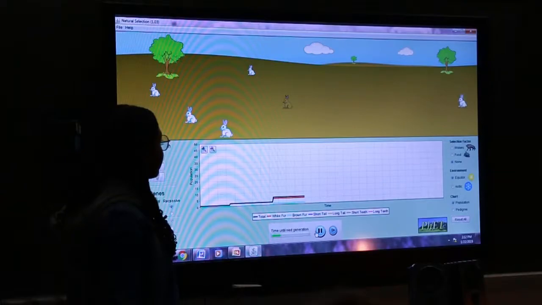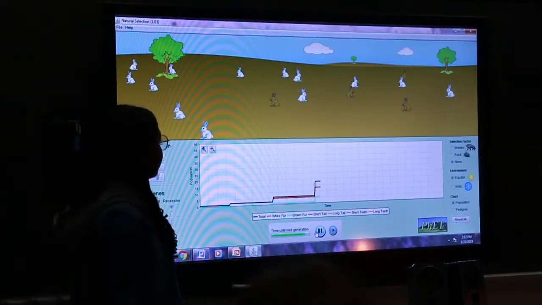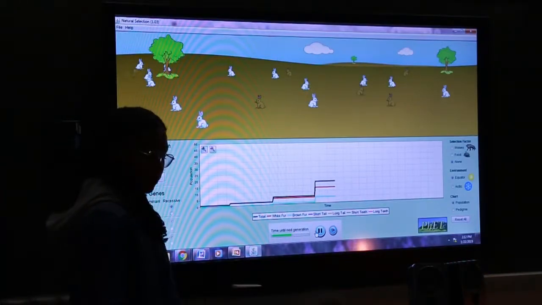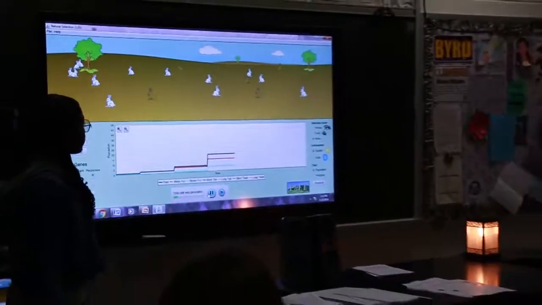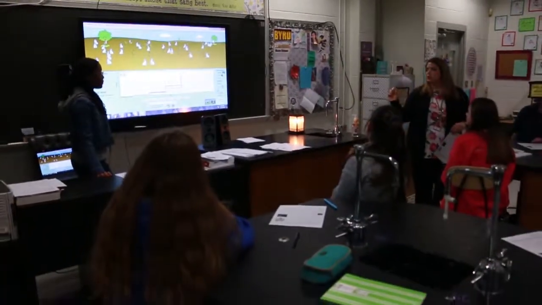Okay, in order for us to pass the mutation onto offspring, that mutation has to occur in the gametes, right? And so in order for us to have an offspring that has that mutation, we have to first reproduce to create that offspring, right? That's why it doesn't start out with a brown bunny.